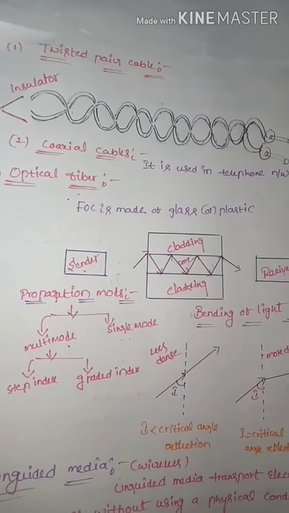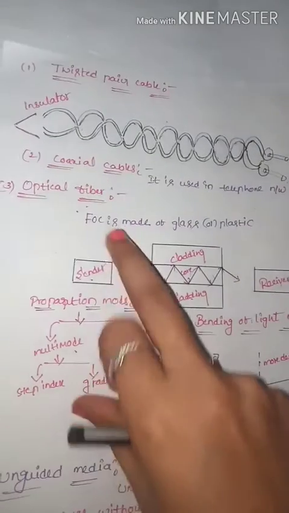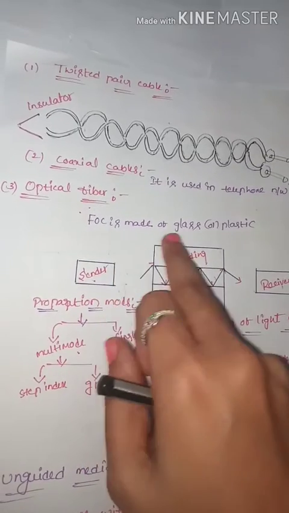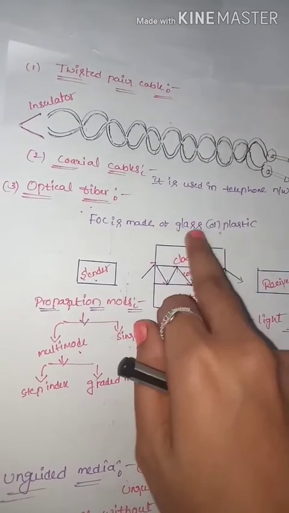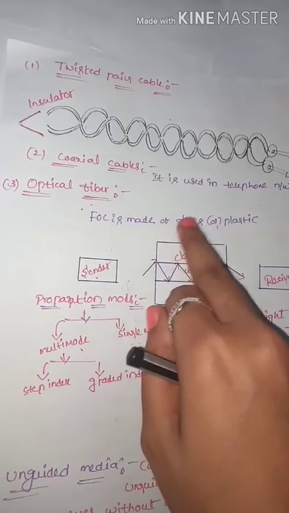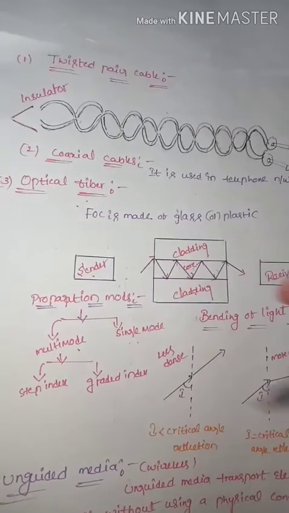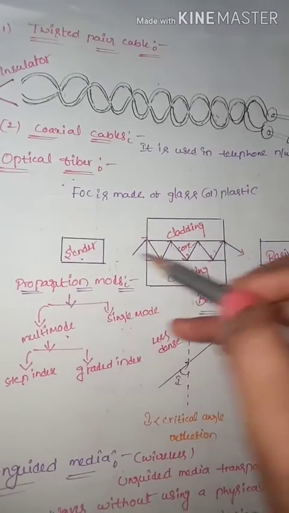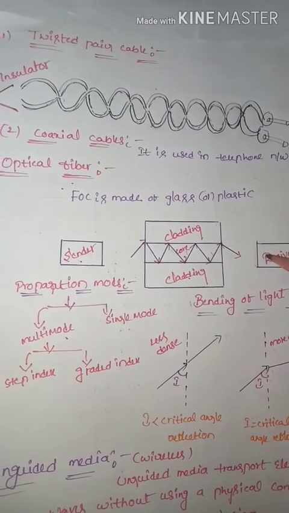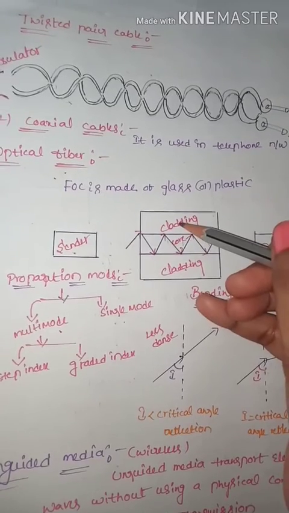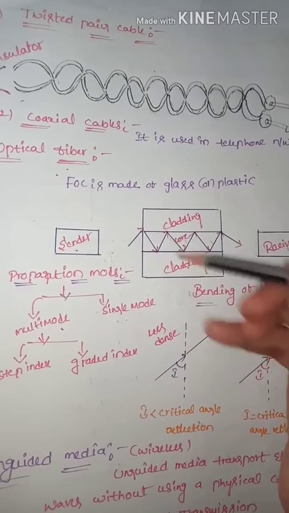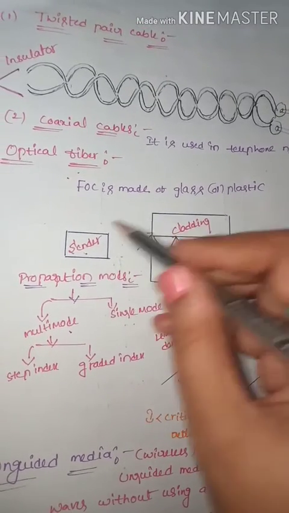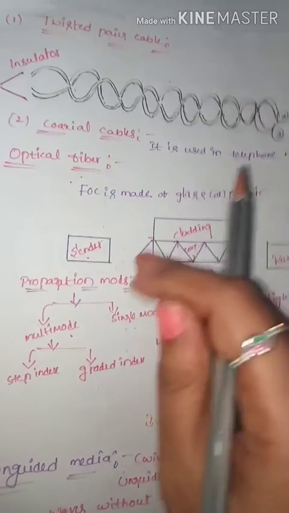Coming to the fiber optic cables. The fiber optic cable, FOC, is made of glass or plastic. It is used to transmit signals in the form of light. See here, this is the optical fiber. This is the sender, this is the receiver. Here is the cladding, this is also cladding, and this is the core. This is a block diagram of an optical fiber.